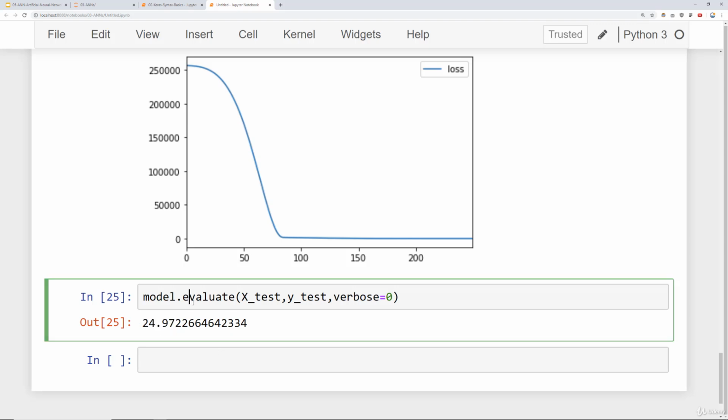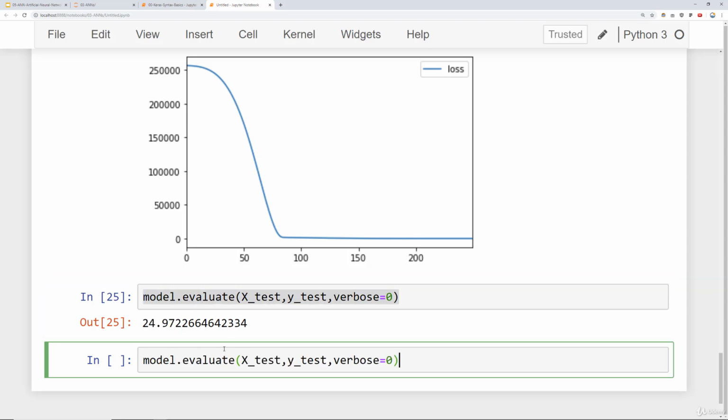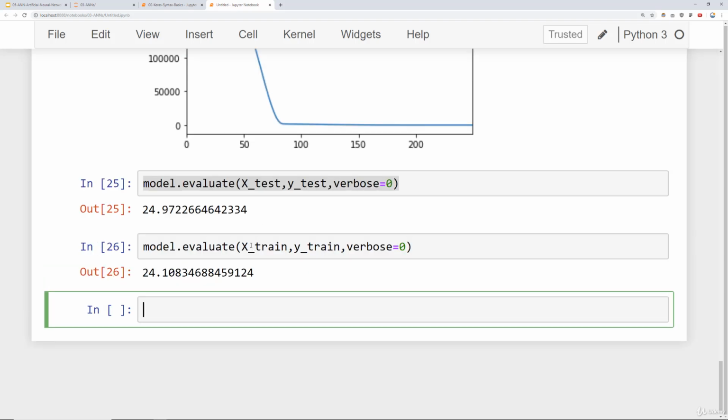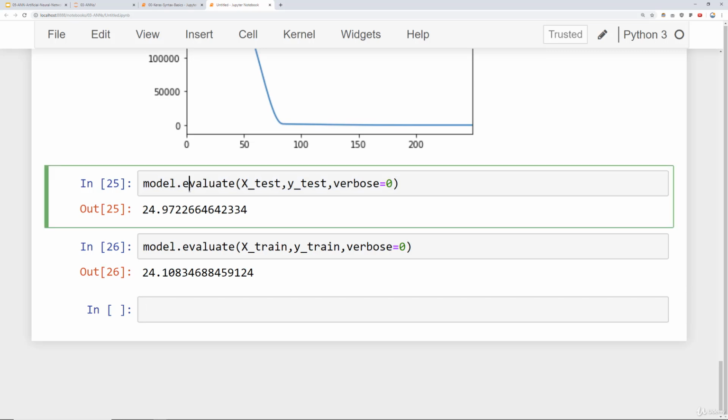We could do the same thing for our training set. So we could say model.evaluate x train versus y train. Run that, and we see the loss on our training set. Keep in mind, your values may look slightly different just because of the way the neural network works. It starts off with random initializations, so you may get numbers that are slightly different. However, after training on about 250 epochs, you should be hovering somewhere between 24 and 26 as your mean squared error. So what does this actually mean?